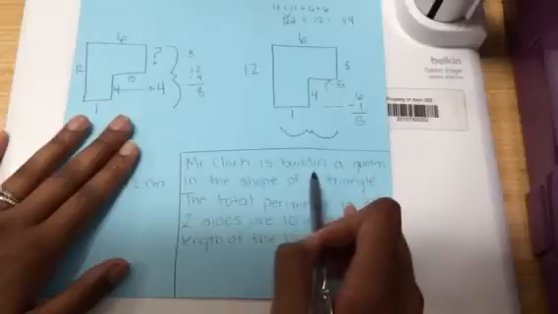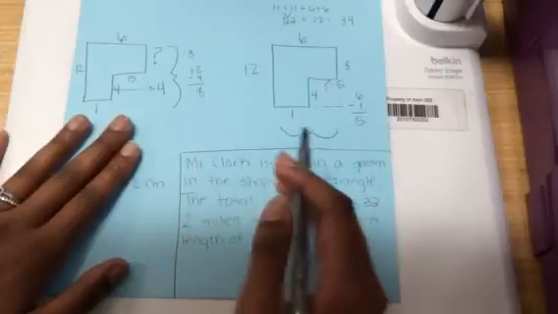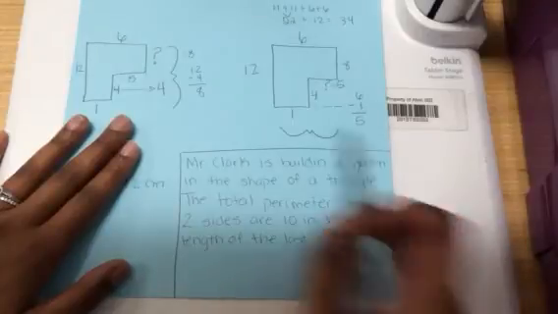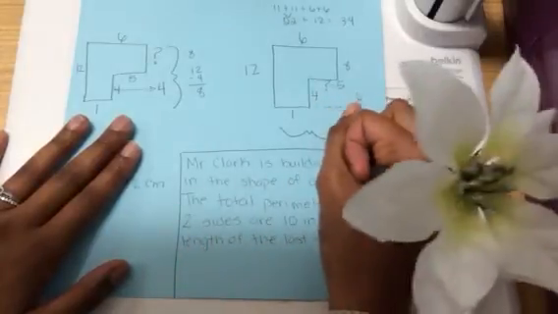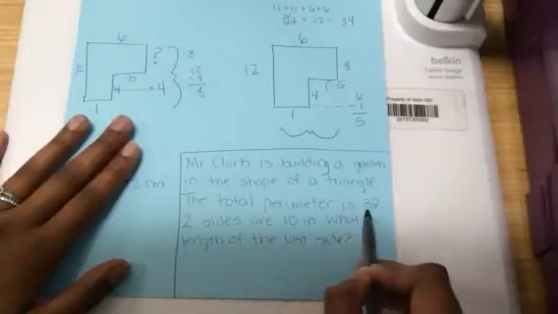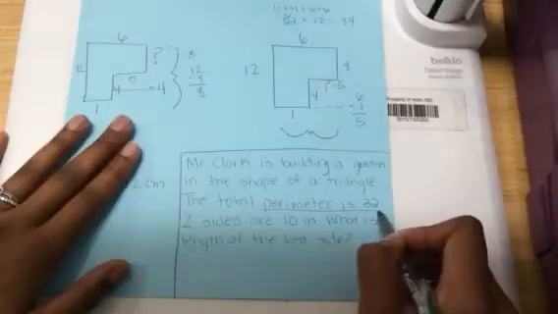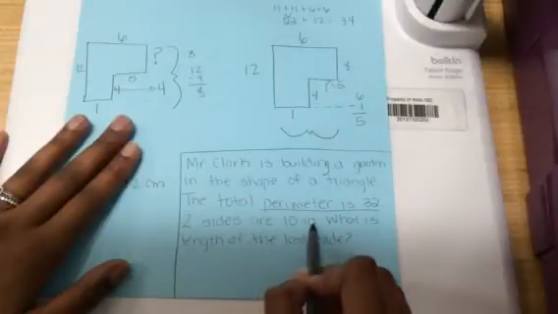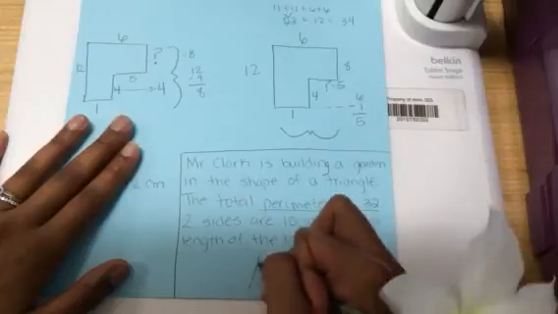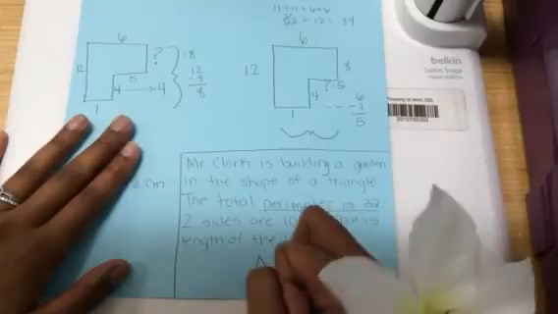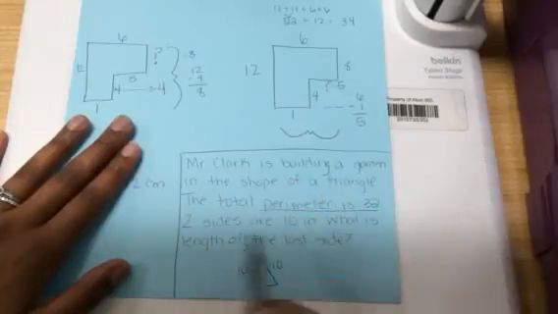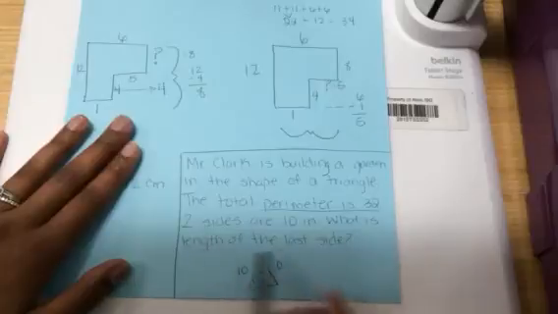Here is an example of where they give the kids a word problem, but they do not give them a shape. And I teach the kids to draw the shape. Mr. Clark is building a garden in the shape of a triangle. The total perimeter is 32. Two sides are 10 inches. What is the length of the last side? So I tell them, go ahead and draw a triangle as best as you can. It does not matter. If two of the sides are 10 inches, you know they're supposed to be the same side. So then you say 10 and 10. What is the length of the last side?